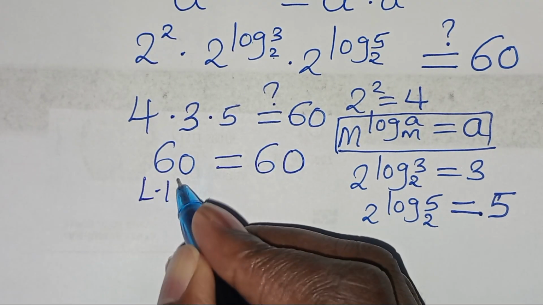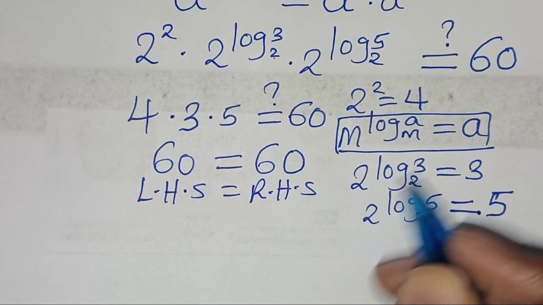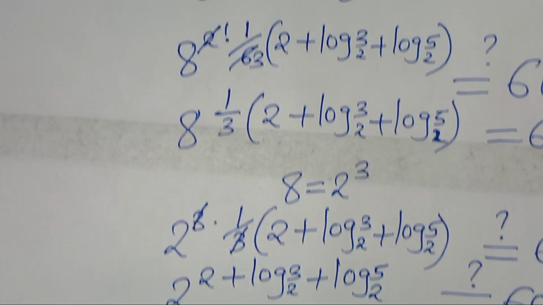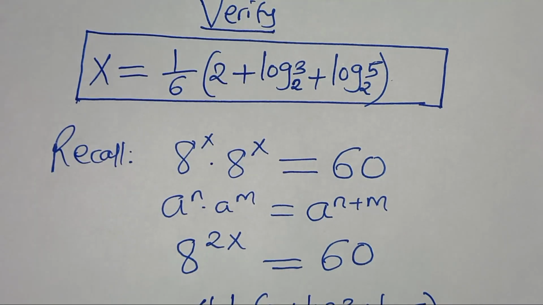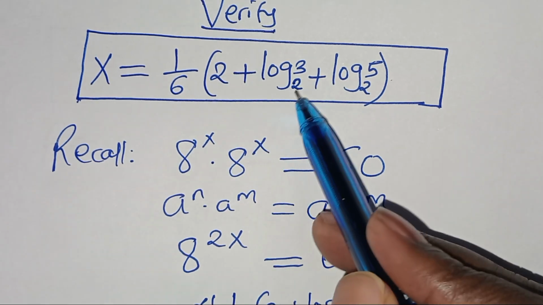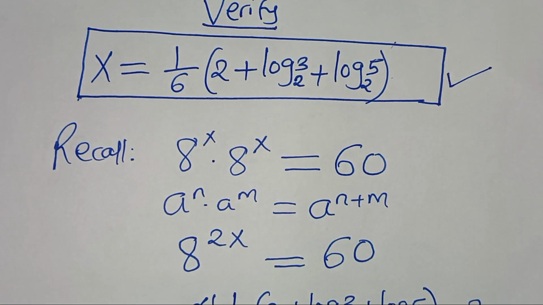So the left hand side is equal to the right hand side. And this implies that the value of x, which is equal to 1 over 6 into the parentheses 2 plus log 3 to base 2 plus log 5 to base 2, satisfies the equation.